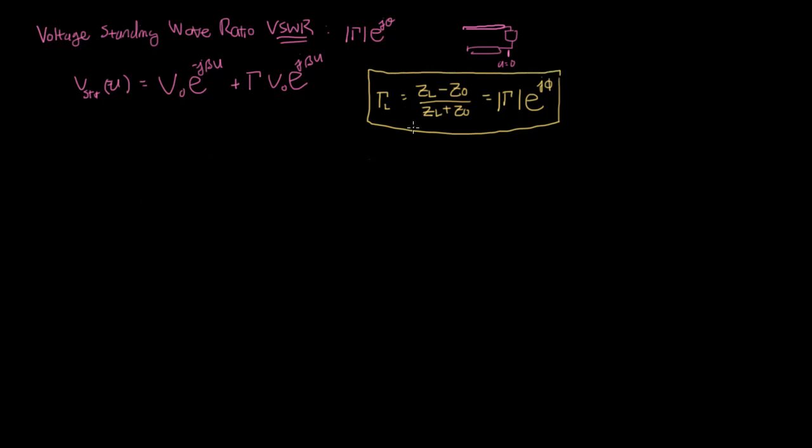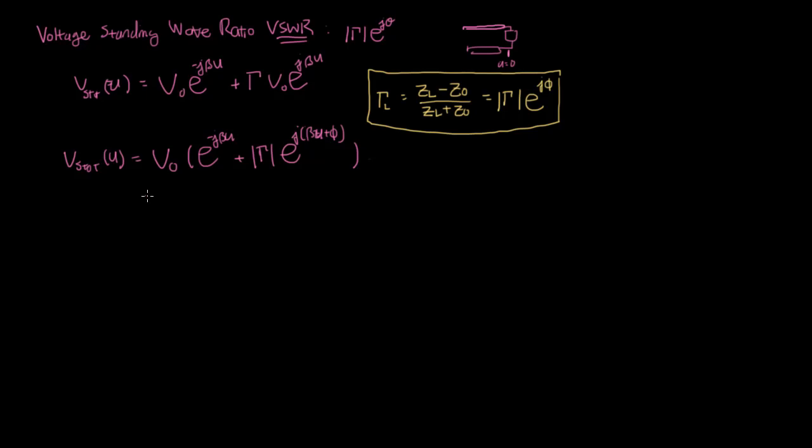So we're going to plug this into our voltage phasor, and then we're going to get something that looks like this. We have V naught e to the minus j beta u plus the magnitude and phase. So the phase can get lumped into this top term here. So we have beta u plus phi.